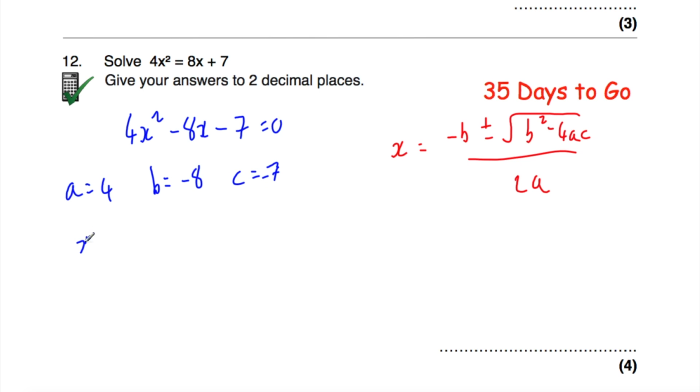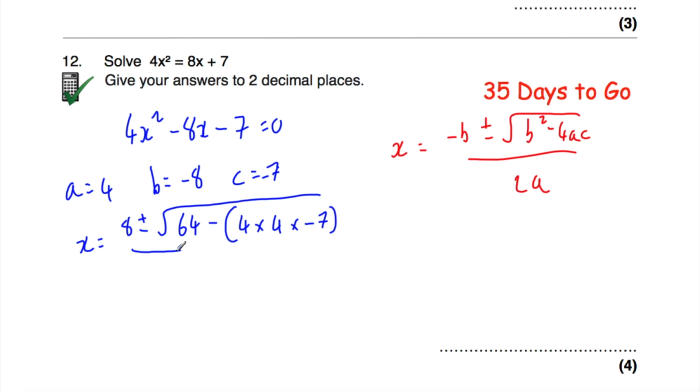So we've got x is equal to negative b, well b is equal to negative 8, so negative b will be 8, plus or minus the square root of b squared, well negative 8 squared is 64, because negative 8 times negative 8 is 64. And then we've got subtract, and I like to put the 4ac bit in brackets, so in brackets 4 times a, which is 4, times c, which is minus 7. And then close brackets, and that's all divided by 2a, so 2 times a is equal to 8.